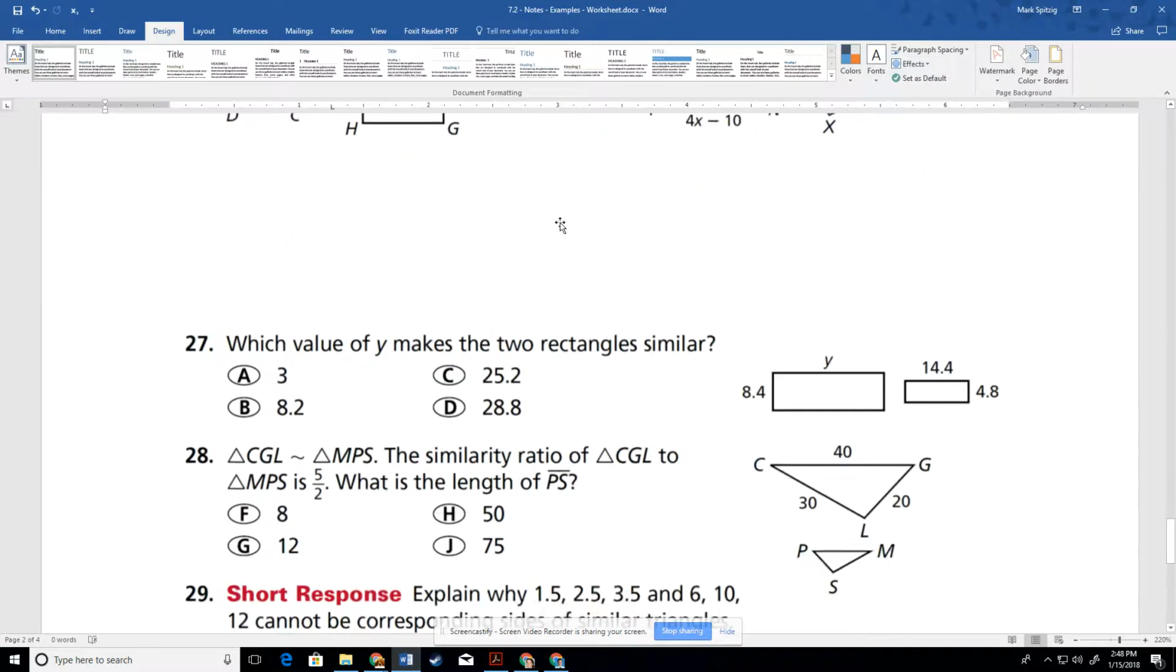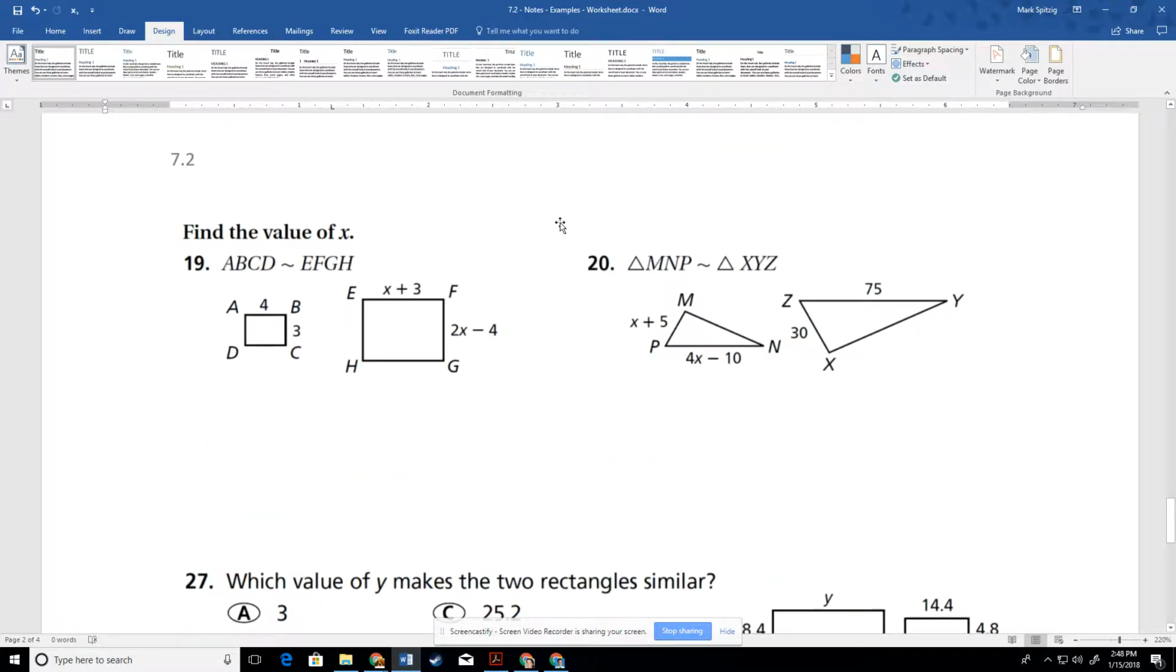All right, got a few more here. All right, find the value of x. In this case, we're just using the fact that these figures are similar to write a proportion. So I could say, well, 4 over 3, the ratio of these two sides is going to match up with the ratio of these sides.